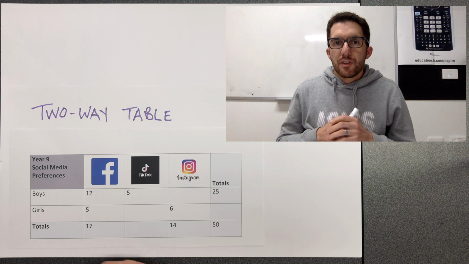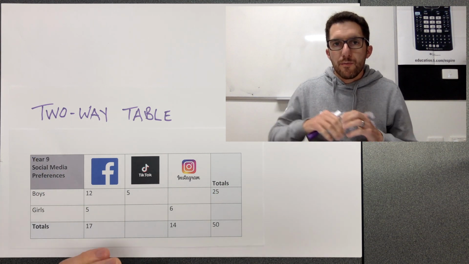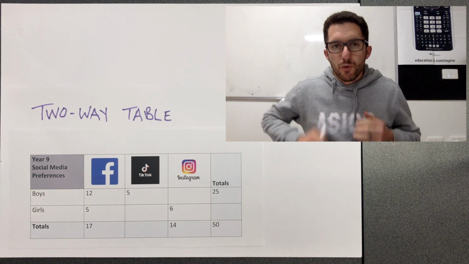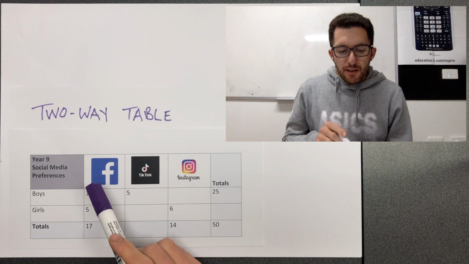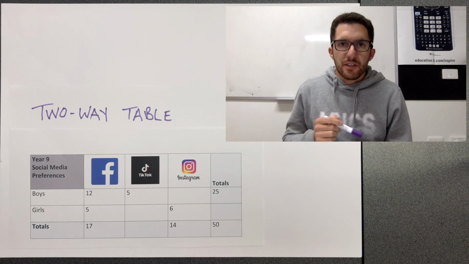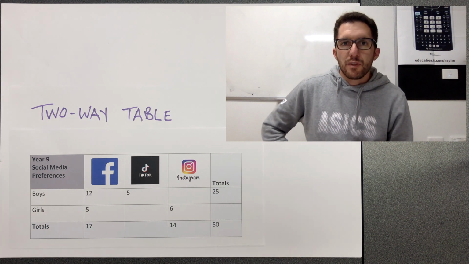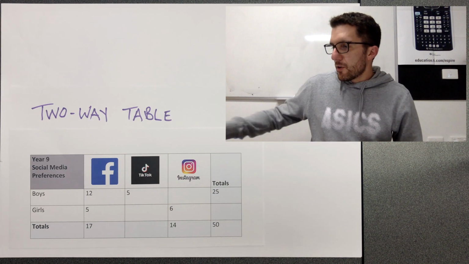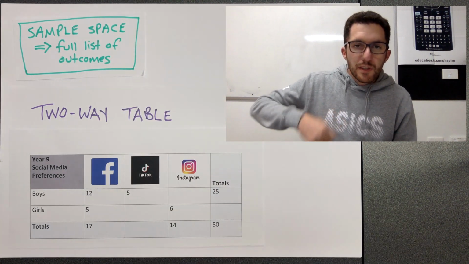So when it comes to thinking about all the possible outcomes of an event, a good way to map that out visually is to use a two-way table. Two-way tables allow us to see all the different combinations that can happen when we have two different categories within our data. Just to remind you, sample space means the full list of outcomes.